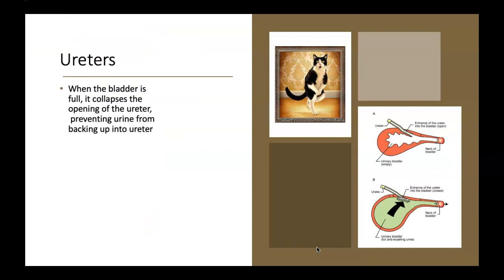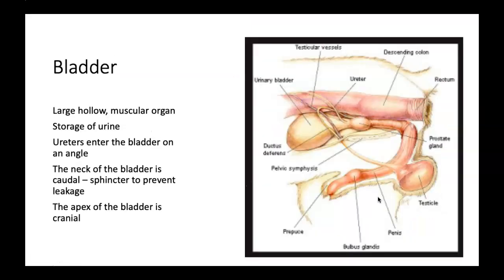So with ureters, when the bladder is full, it collapses the opening of the ureter to the bladder. What this does is prevent urine from backing up into the ureter. So if we have a look at this image, this is an empty bladder. The ureter is open. It's able to empty urine into the bladder. When the bladder is super full, it creates a fold, kind of like the fold between the stomach and the esophagus that prevents some animals from vomiting. It creates this fold to stop urine from backflowing from the bladder up to the ureters and into the kidney.